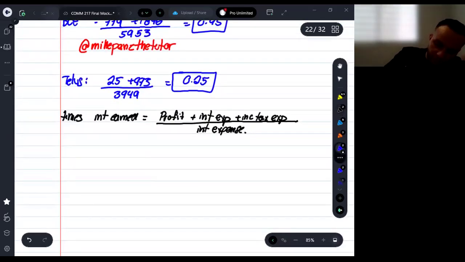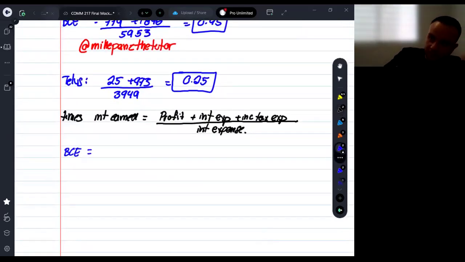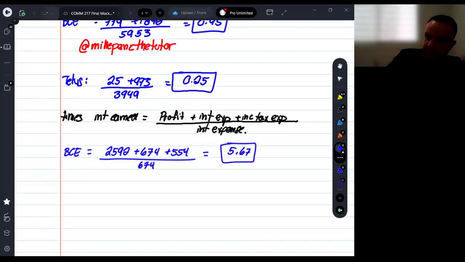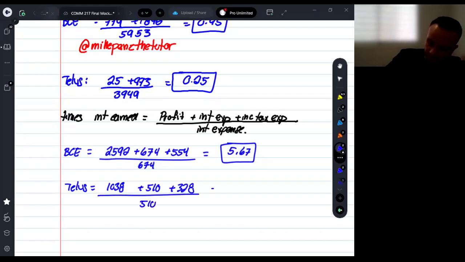Over here for BCE, Bell: 2592 plus 674 plus 554 all over 674 is 5.67. And Telus: 1038 plus 510 plus 328 all over 510 is 3.68.